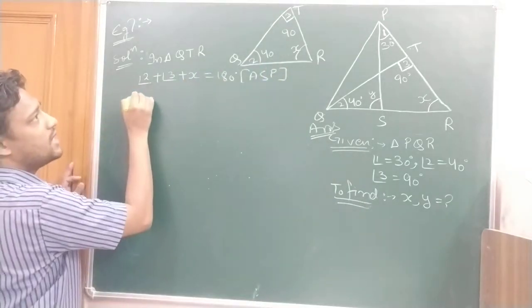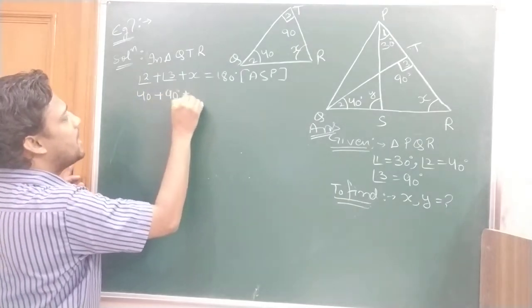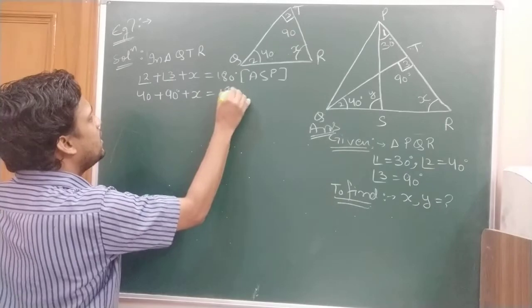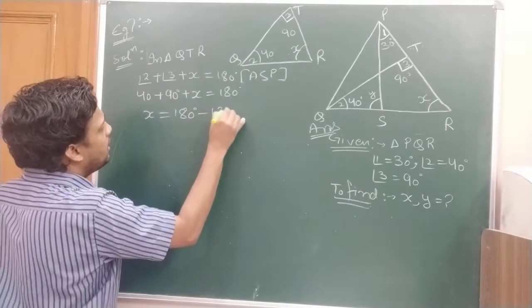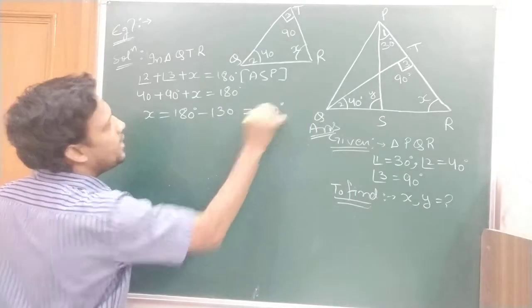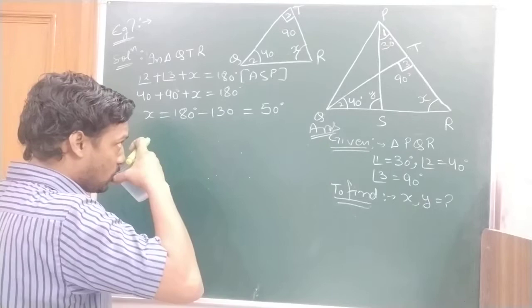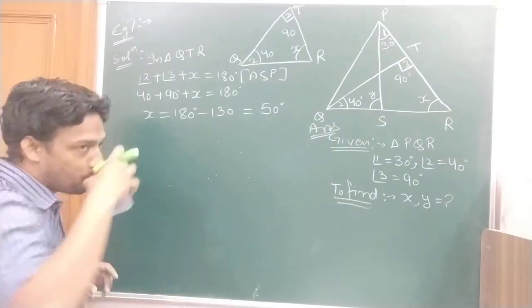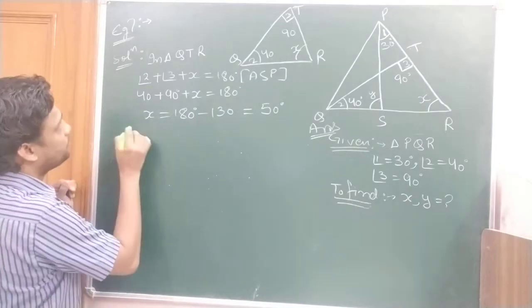What is angle 2? Angle 2 is 40 degree. What is angle 3? Angle 3 is 90 degree. Angle X as it is, that is 180 degree. X is equal to 180 minus 130, which equals 50 degree.